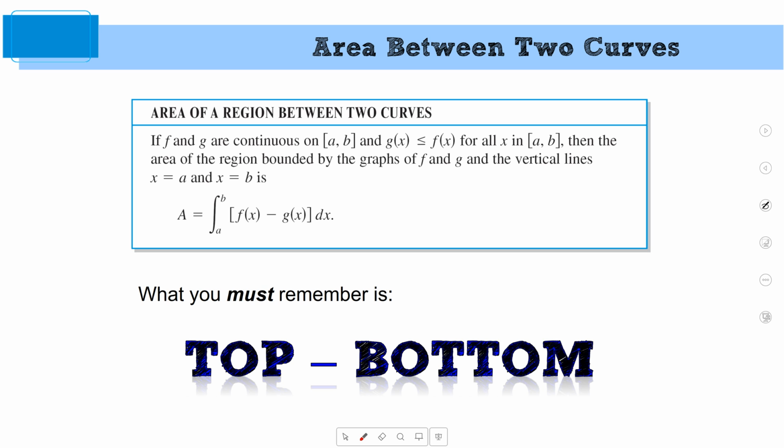You will use that phrase so much in Chapter 7 that you can't help but burn it into your brain. I find top minus bottom easier to remember than g of x must be less than f of x, because what if you're doing p of x and h of x? It screws things up. Top minus bottom, though, pretty easy to remember. And many of you used that phrase already when we were doing the exploration.